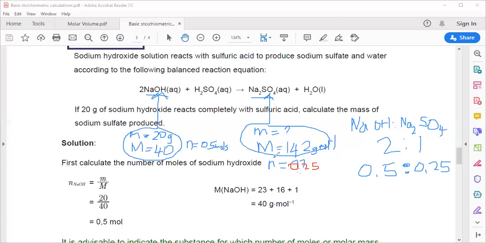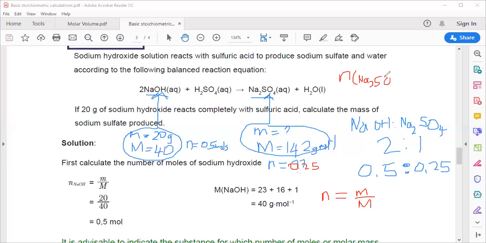Now I've got molar mass, I've got number of moles. Now I can answer the question, which is mass. So I'm going to say number of moles is equal to mass over molar mass. And this number of moles, you know, it's right here in brackets. I'm looking for number of moles for sodium sulfate. So when you write number of moles, please specify in brackets which one it is for.